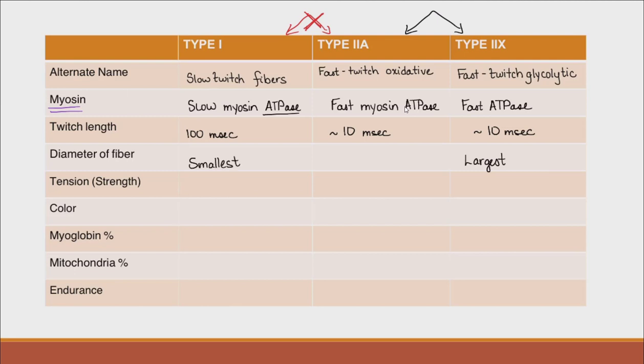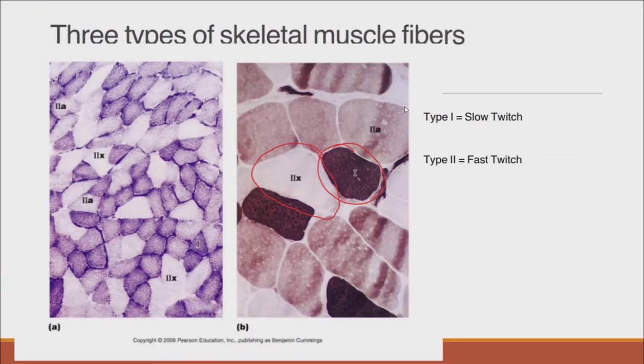So why is that important? Well, the diameter is reflective of the number of myofibrils that's in there. The more myofibrils, the larger the diameter. The more myofibrils, the more cross bridges. So which one of these do you think is able to engage in more cross bridges during a twitch? Type 2X or type 1? Type 2X. Larger diameter equals more cross bridges.